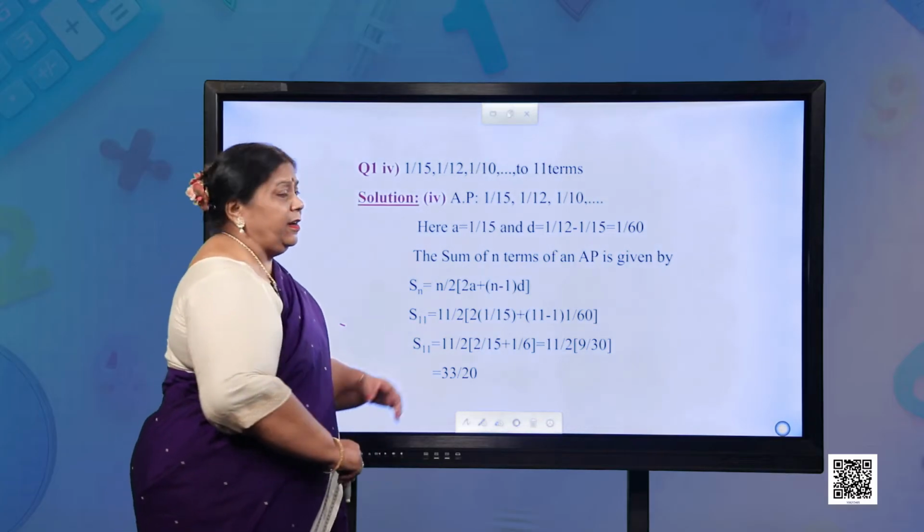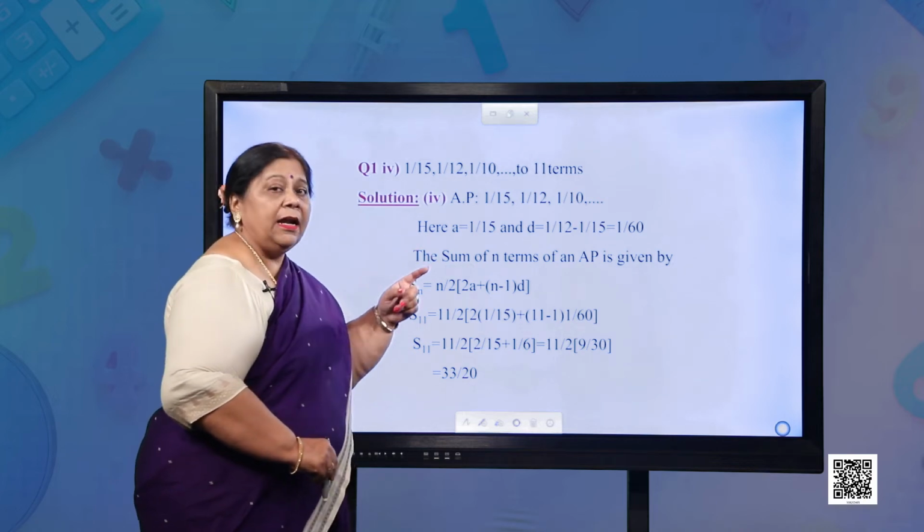Here 1 upon 15, 1 upon 12, 1 upon 10 to 11 terms.